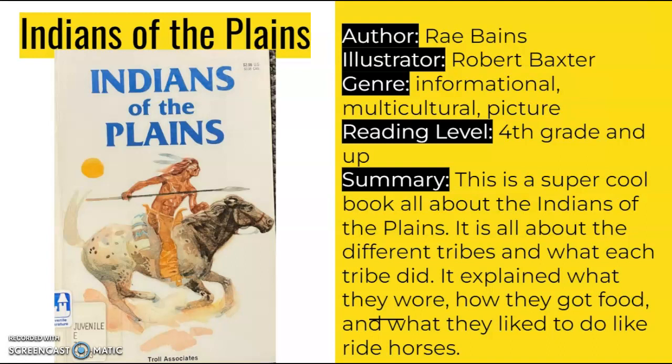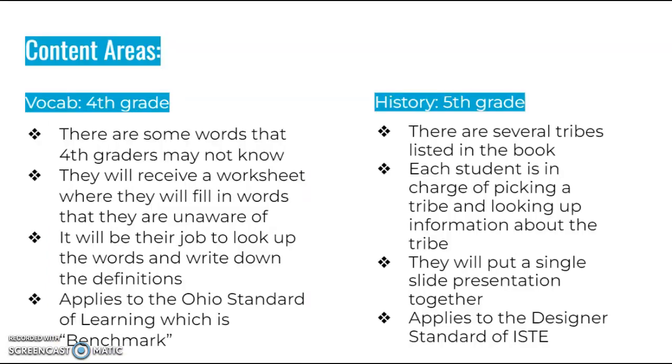For the content area, the first one is vocab for fourth grade, and there are some words that the fourth graders may not know. So they will receive a worksheet that will have lines where they can put words, and then their job will be to look up the words and write down the definition so that they have a better understanding of the words. And this applies to the Ohio Standard of Learning, which is benchmark.